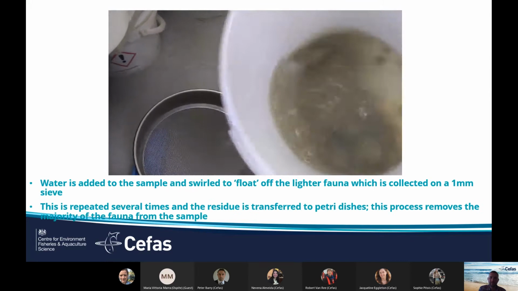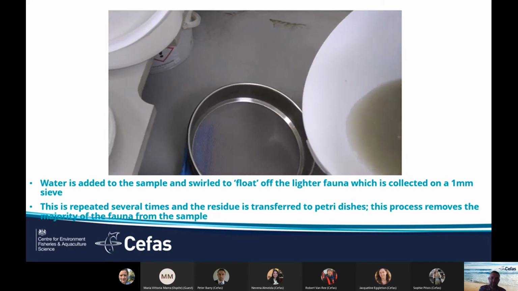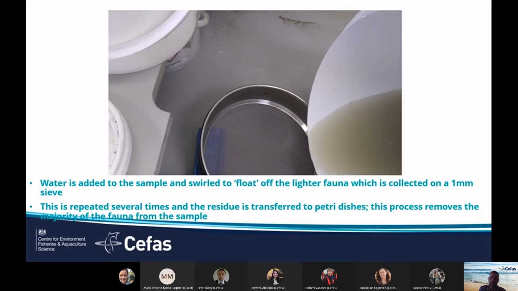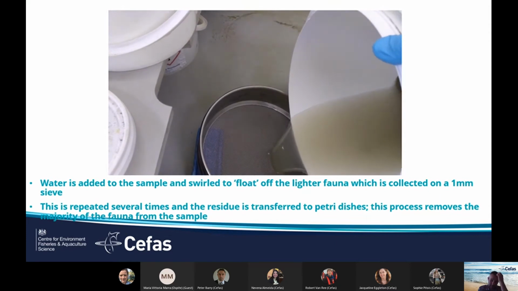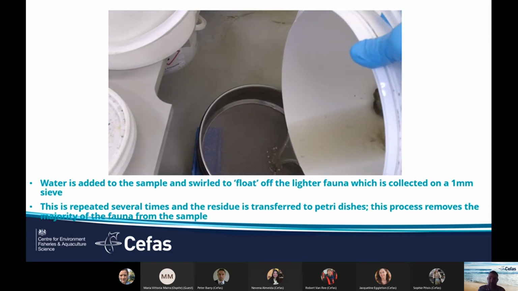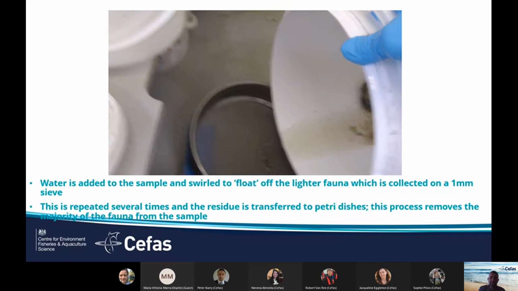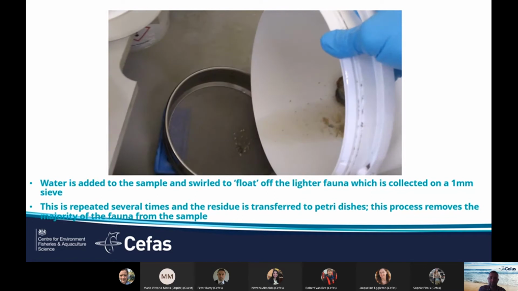Our first part is to take off the formaldehyde and float the sample to take off the lighter fauna. So we put that over a 1 mil sieve. We identify everything that's kept on a 1 mil sieve. And this is repeated several times to take out as much of the fauna as possible.